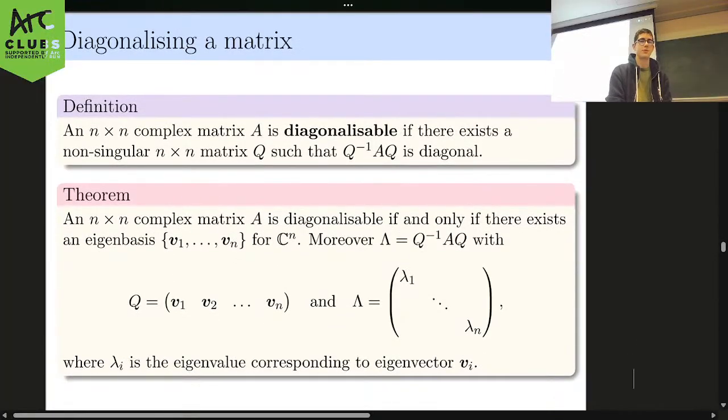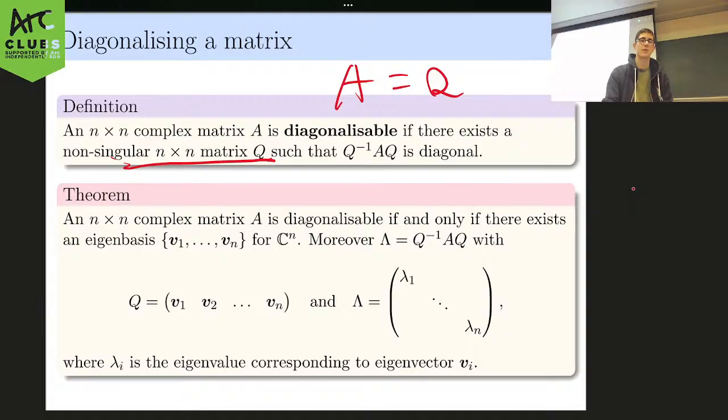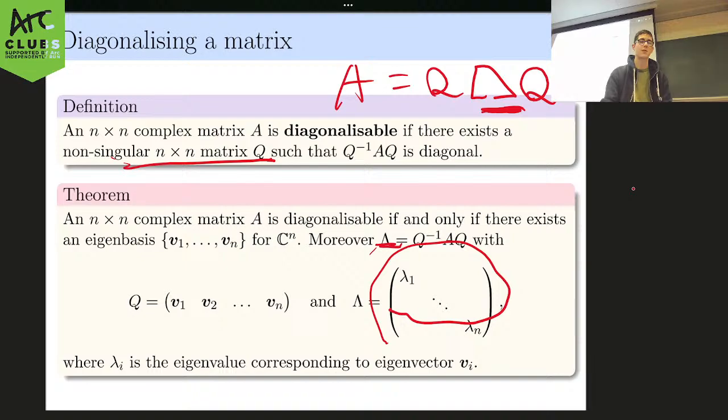Okay, so looking at the matrix exponential, what we first need to look at is this idea of diagonalization. You may remember from Math 1b that a matrix is diagonalizable if there exists an invertible, non-singular matrix Q such that we can write A as Q times gamma times Q inverse, where gamma is a diagonal matrix. Specifically, the theory tells us that gamma has to have the eigenvalues within it, and Q has to have the eigenvectors in it.